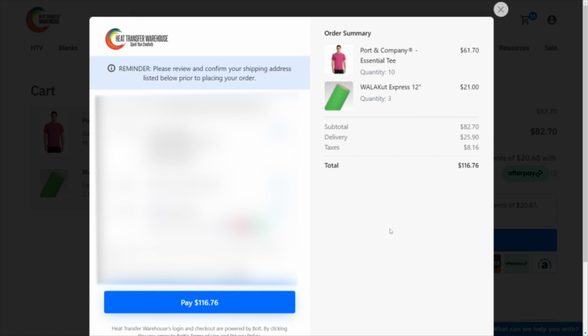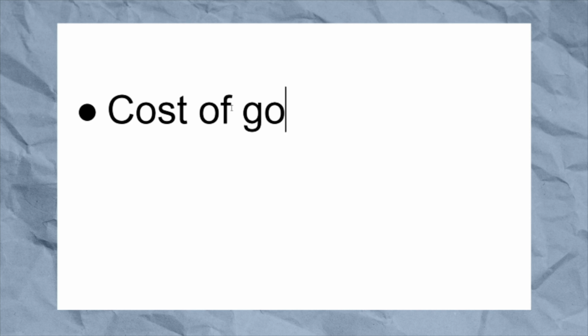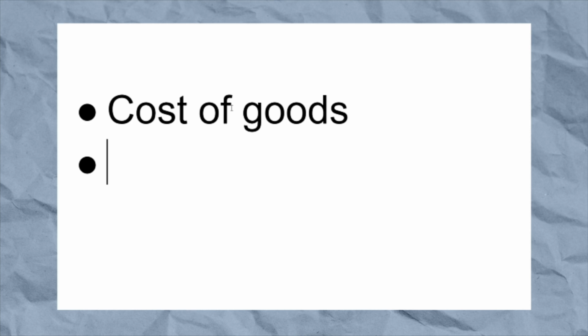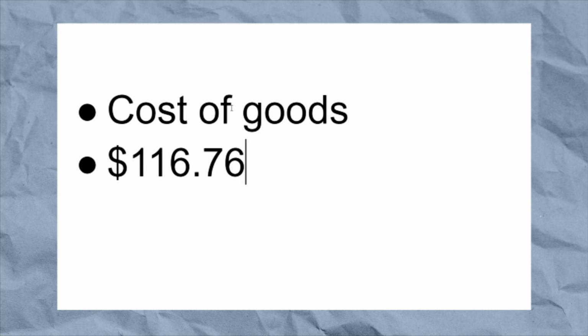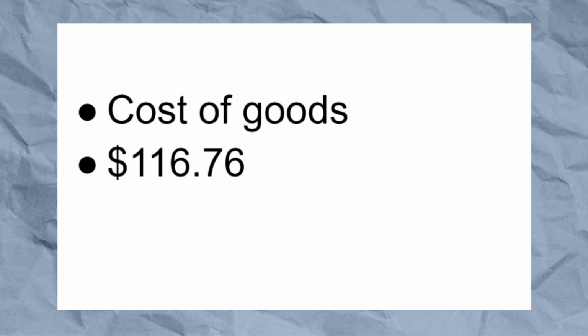And this is where you'd want to add in if you have any custom labels, or if you have any custom packaging that you spend money on for each garment. You want to make sure your total cost of goods includes all of the raw materials that you're using. So for me, that comes out to $116.76 for our total cost of goods.